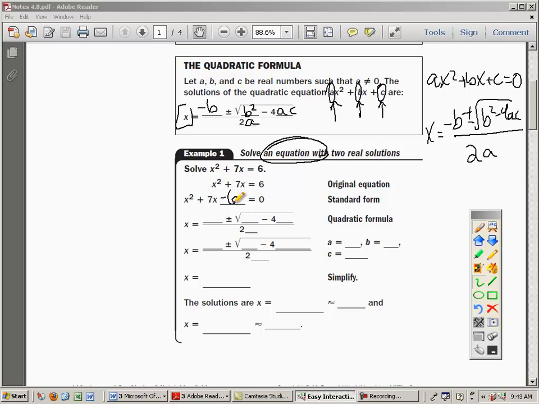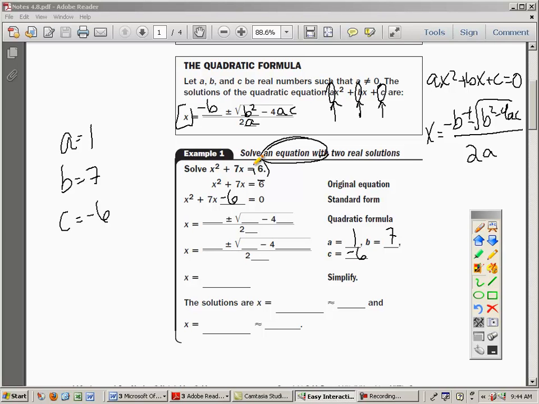So let's identify our a, b, and c. a is equal to 1, b is equal to 7, and c is equal to -6. There's a space for those right here: 1, 7, and -6. Again, remember, it's -6. It used to be a +6 when it was on the other side.